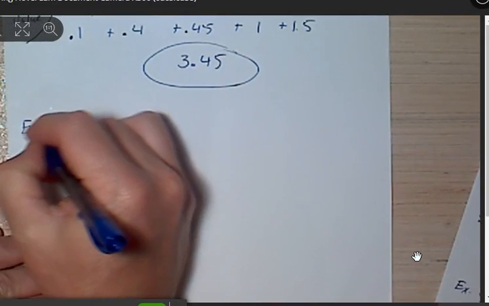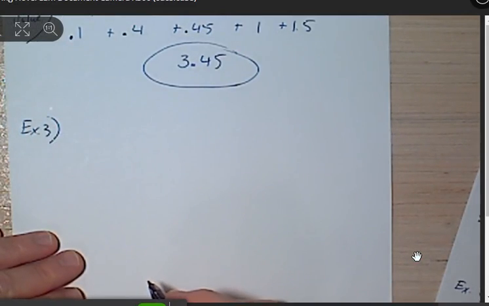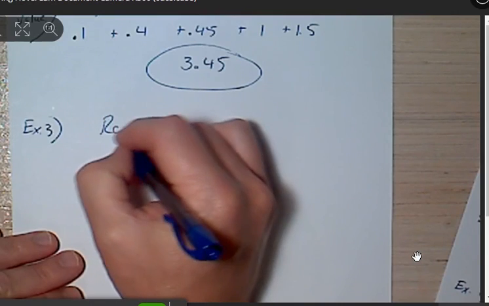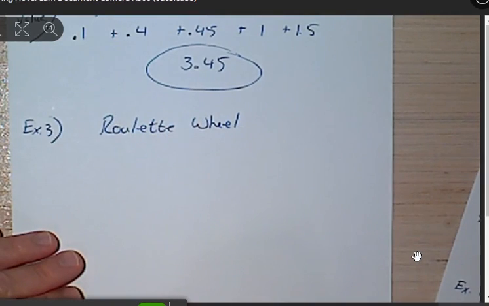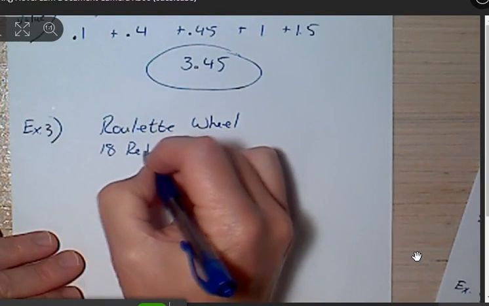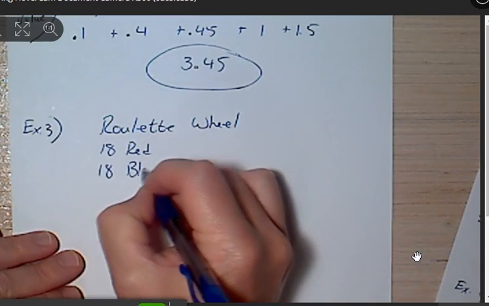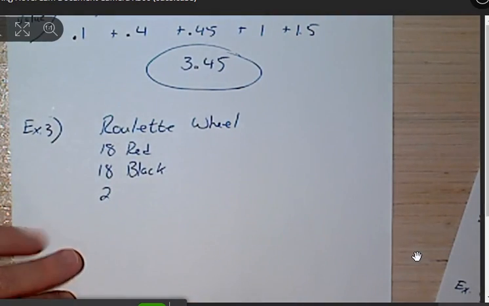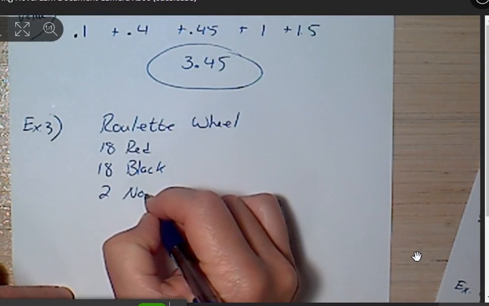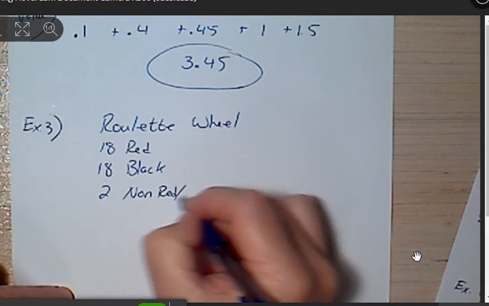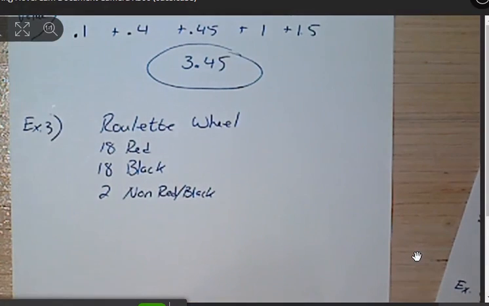For example 3, we're going to look at a roulette wheel. And with a roulette wheel, you have 18 red, 18 black, and then you have 2 that's, we'll just say it's not red or black. It could be green, it could be white. It doesn't really matter what it is in this case. Basically, we've got 18 red, 18 black, and 2 that's not red or black.